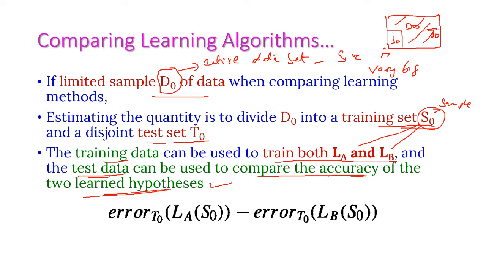That is error T0 of LA of S0. By using the test data set T0 we compare these two learning algorithms LA and LB. Now what is the formula? Error T0 of LA of S0 minus error T0 of LB of S0. For both algorithms we are using the same data set, that is T0.